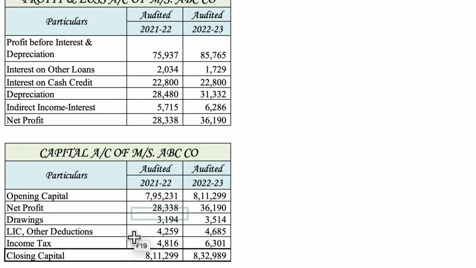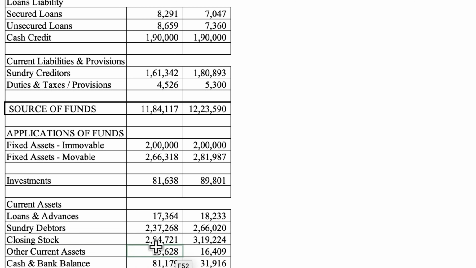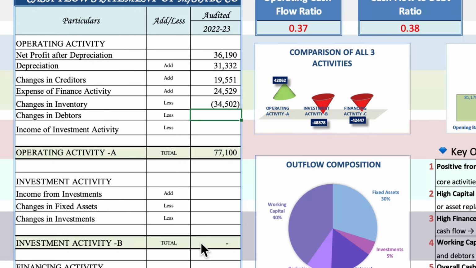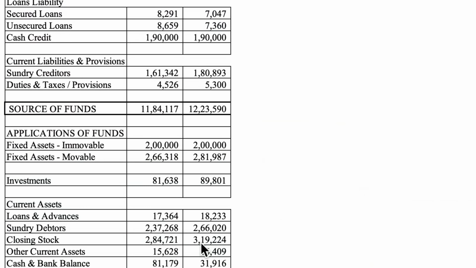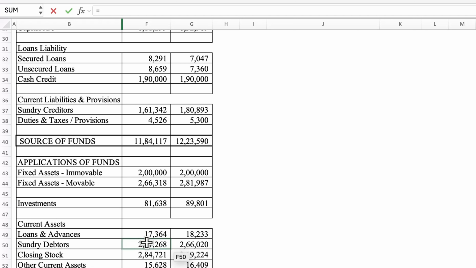Next, changes in inventory. So changes in inventory, here closing stock, we can see it has increased. Increase means cash outflow happened to purchase more inventory, which is negative for us, so we'll show it as a negative number. Next, changes in debtors. So debtors, here you can see increased compared to previous year. Debtors increased means client has paid less, so less cash inflow happened, cash inflow decreased, so it is negative for us, show it as a negative number.